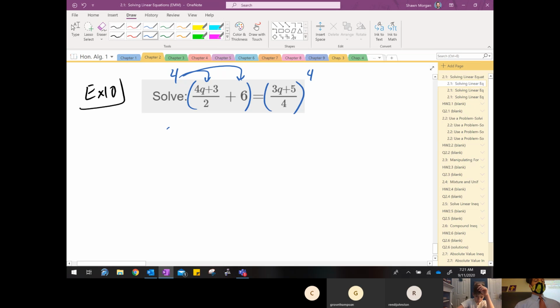Okay, 4 over 2 gives me 2 left over and a 4q plus 3. Again, because 2 goes into 4 twice. And then as we're multiplying by 6, 4 times 6 is 24. Over here it cancels out in its entirety, and we got 3q plus 5. And now we've got an equation that has no more fractions in it.